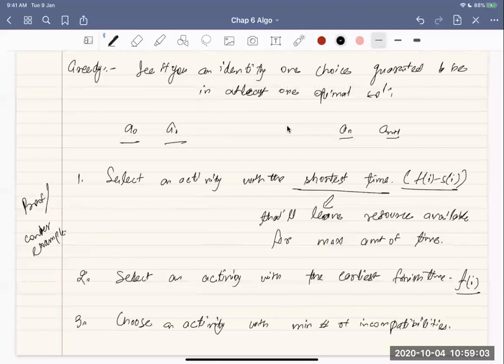Yes. If it is not incompatible with many, maybe I should choose that, because I want to find a subset that is compatible. And that would actually leave the maximum number of activities. Good. And you can actually think about many other greedy choices, okay, greedy properties.